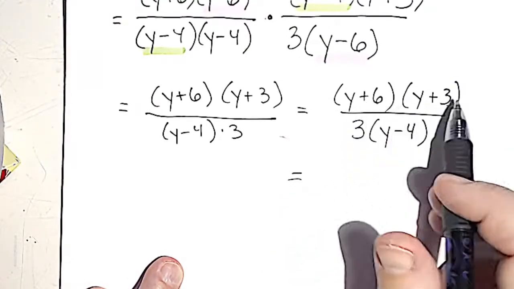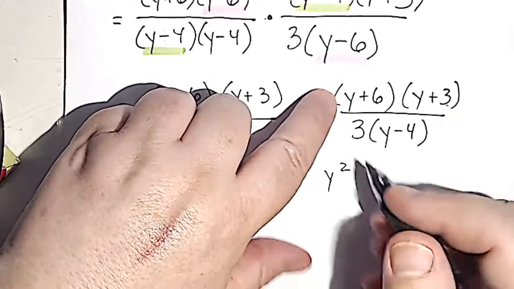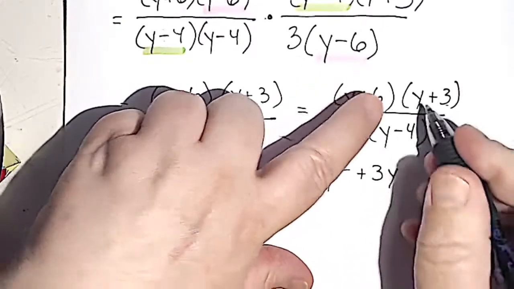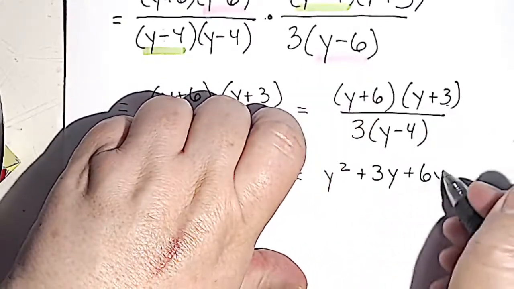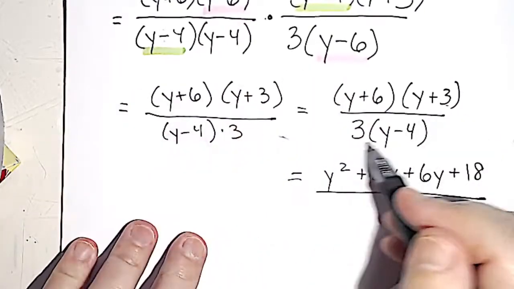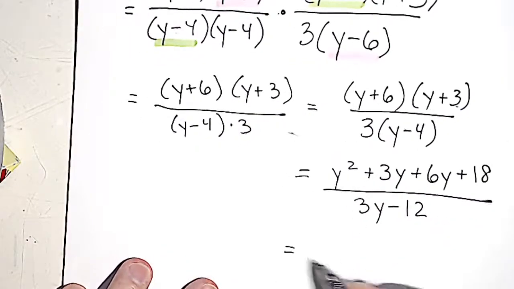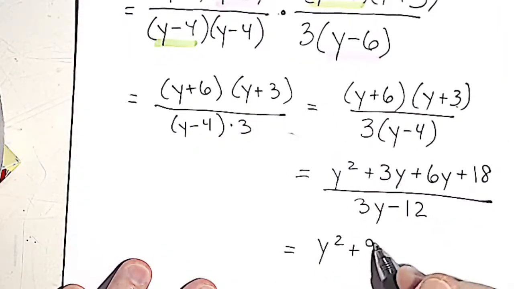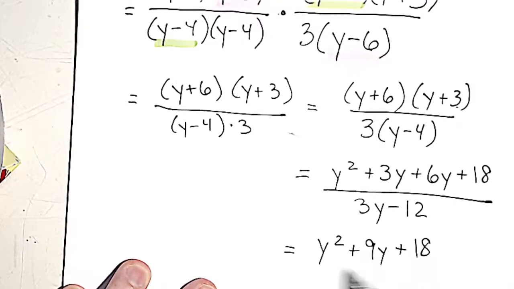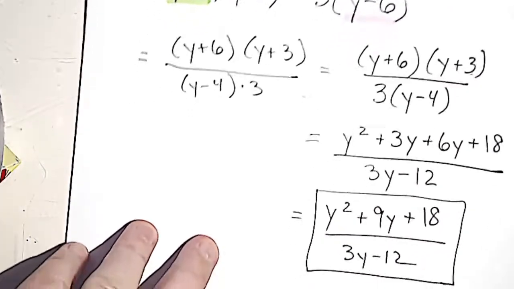This will be FOIL, y squared plus 3y plus 6y plus 18 all over 3y minus 12, y squared plus 9y plus 18 all over 3y minus 12. We did it. You're brilliant.